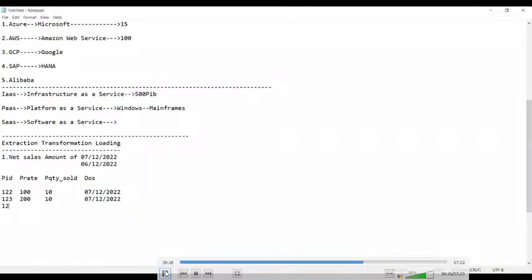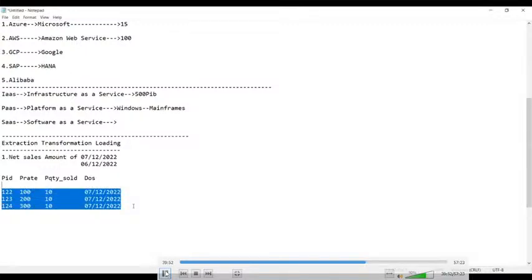Again, here 124 is the product ID, and the rate of the product is, let us say, 300. Quantity sold is 10 pieces, and the date is 07 12 2022. Everyone, just have a look here. This is the data which we have collected from the 7th day of December 2022.